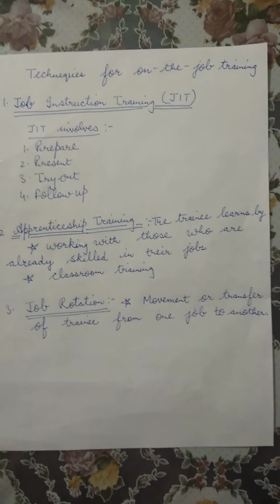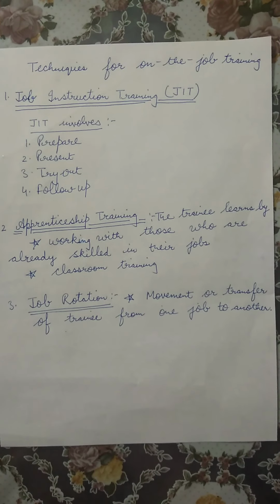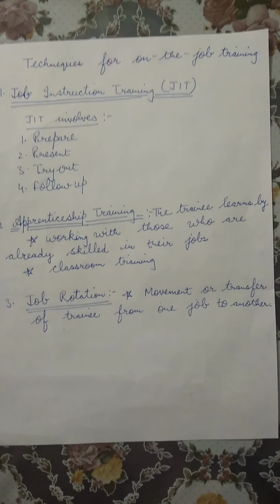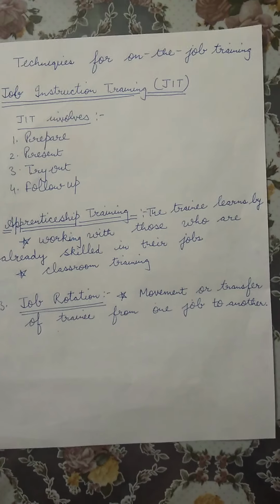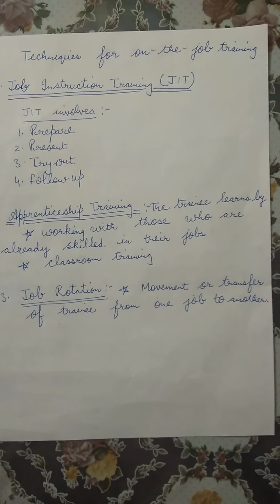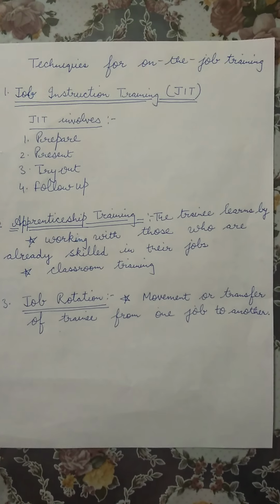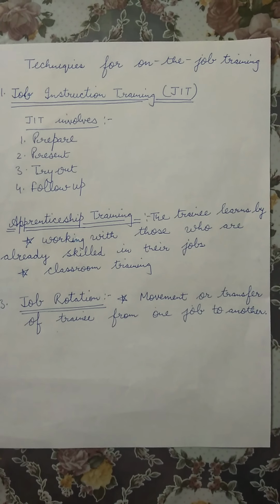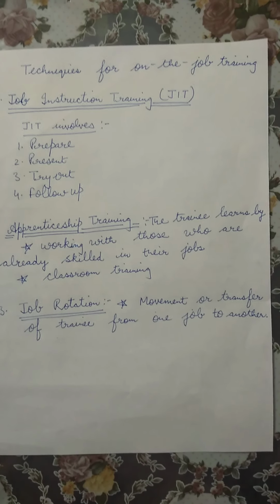Next step is follow up. In this case, there is a progress check being done, and it also provides help to the trainee by telling him or her where he went right and where he was wrong while performing the job. Now children, this was all about job instruction training under the head of on-the-job training. Now let us talk about apprenticeship training.